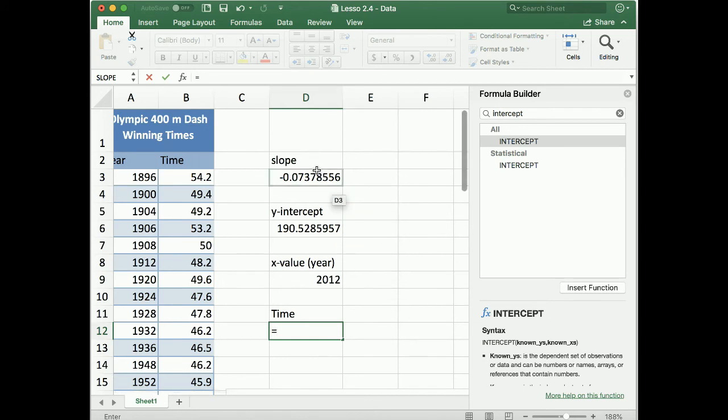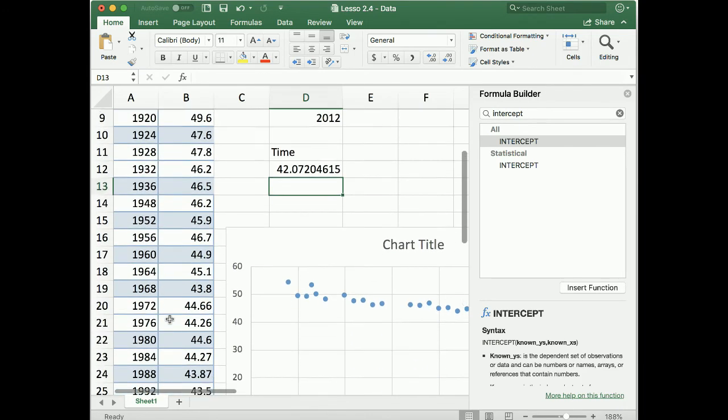and we're going to type in our formula. It's going to be our slope. Remember, y equals mx plus b, our slope, times our x value. So our x value is our time, and right now it's going to be 2012. So times, which is an asterisk, 2012, plus the y-intercept. So this is our mx plus b, and that will give us our time. So we'll hit enter, and the predicted time will be 42.07 seconds in 2012.